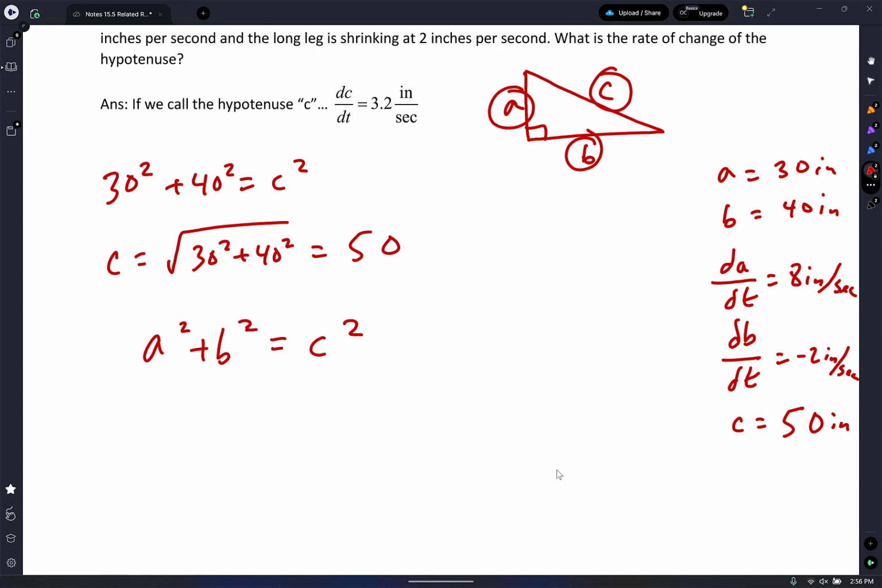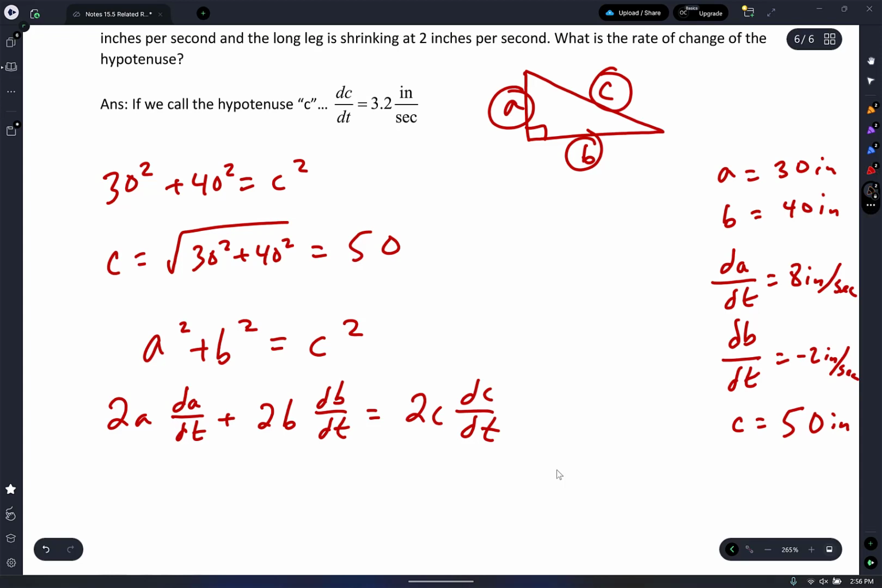Take a derivative. All right, guys, focus. What's the derivative of A squared? 2A dA/dt, plus what's the derivative of B squared? Equals what's the derivative of C squared? Yay or nay? Yay. You can cancel out the 2's, because now you can factor out a 2 on the left and divide by 2, and the 2's will cancel out. So you can cancel out the 2's.